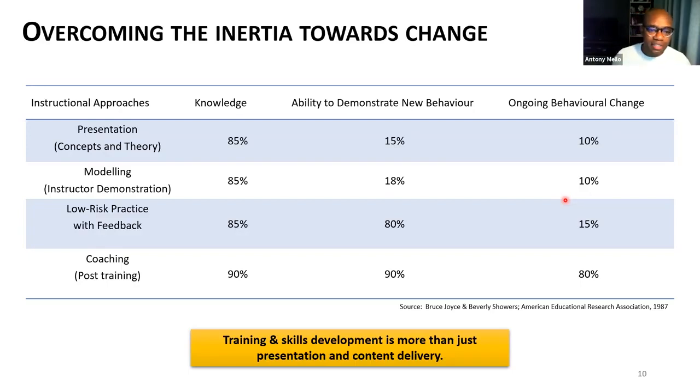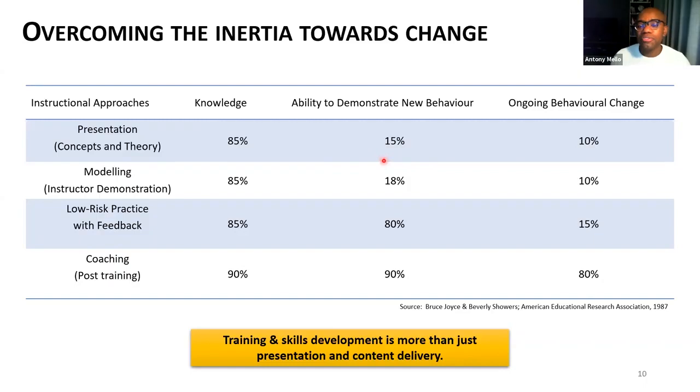At the top here, we have a table that shows different categories of instructional approaches. It shows how much knowledge transfer is done by each approach, the ability to demonstrate a new behavior based on that approach, and the ongoing behavioral change that can be seen based on that approach as well. If we look at the traditional instructional approach of presentation, similar to what I'm doing today, it's a concept and a theory. Some of you will probably work with 85% of the knowledge being retained.